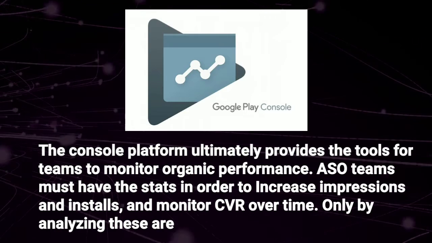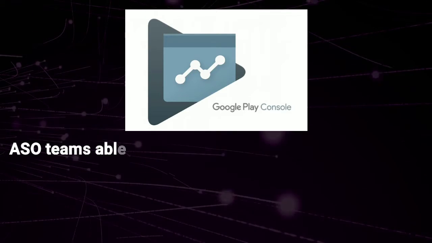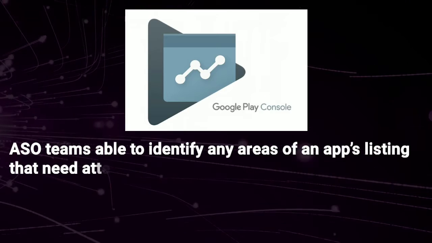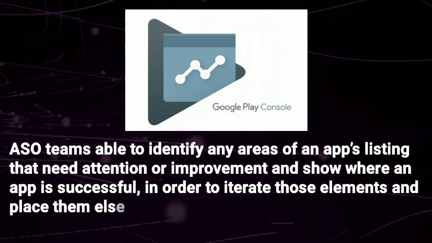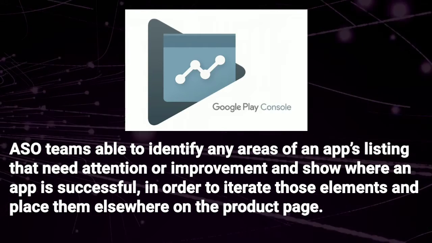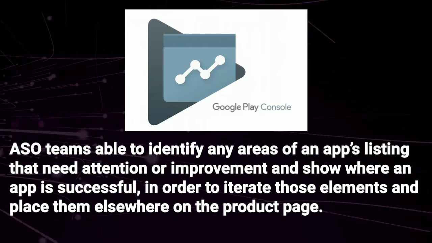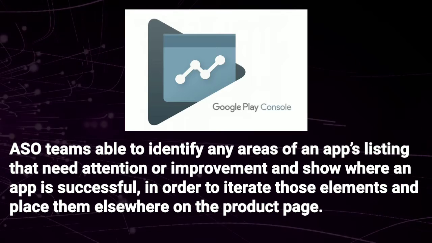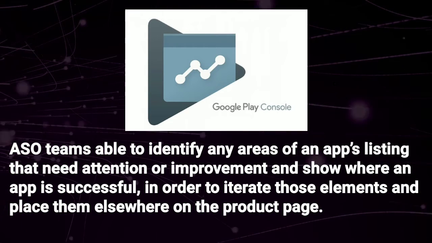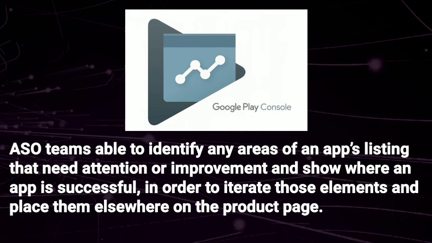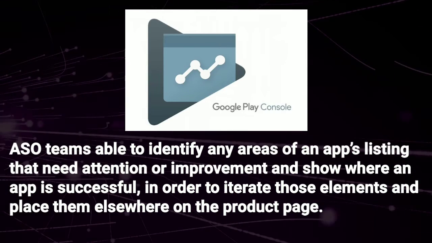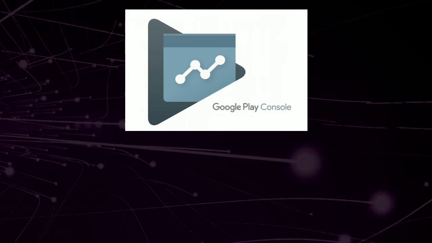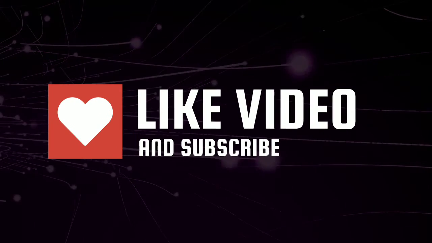Only by analyzing these are ASO teams able to identify any areas of an app listing that need attention or improvement, and show where an app is successful in order to iterate those elements and place them elsewhere on the product page. I hope you understand this video.